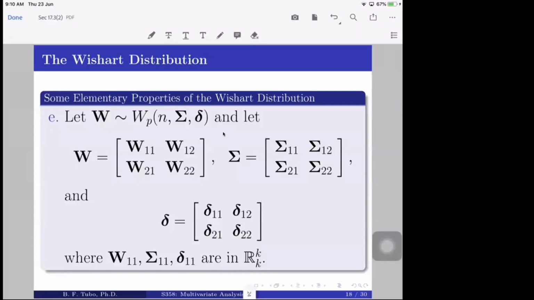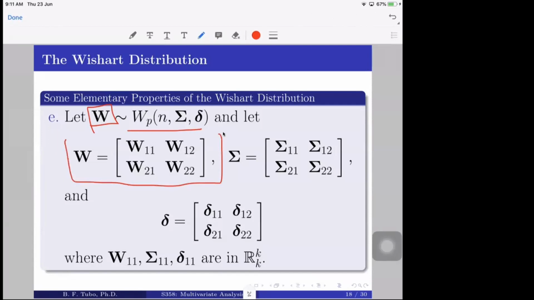Okay, so let's continue. The next result deals with partitioning our random matrix, which is Wishart distributed with these parameters. So suppose we have this partition here. It follows that you also have to partition your sigma and your delta. So if your W is P by P, the partitioning will be with respect to a K by K block.